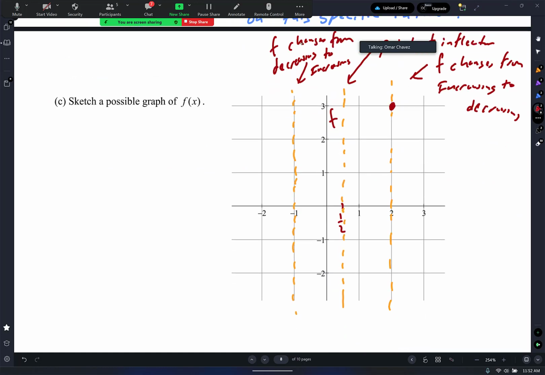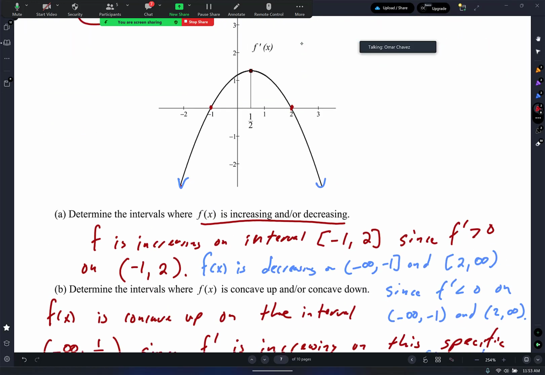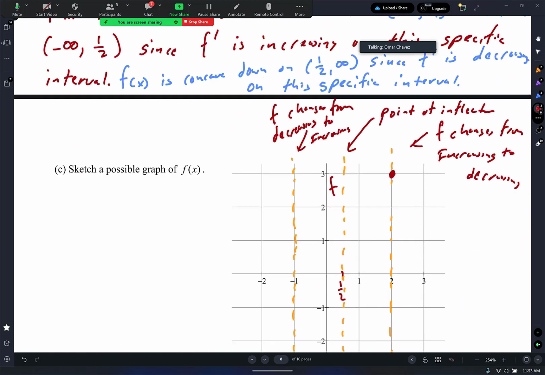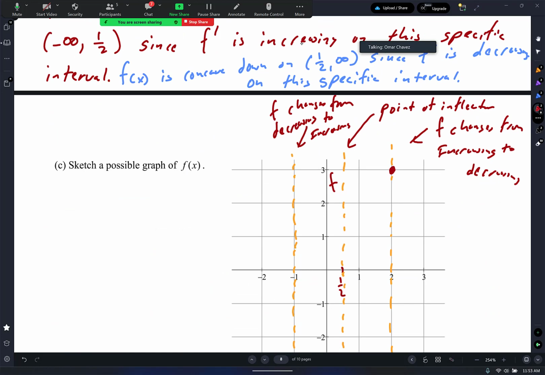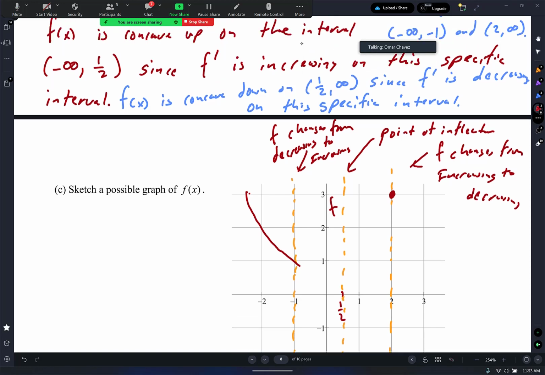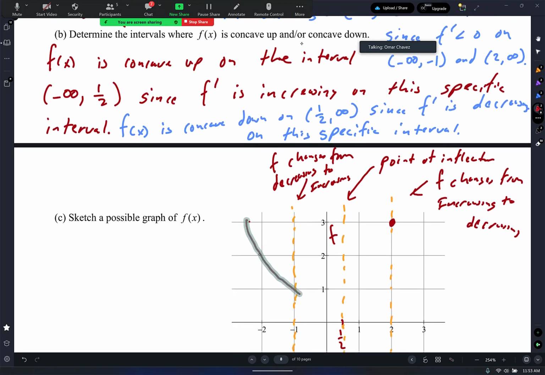So now I can just go. Here we go. F changes from decreasing to increasing. So I'm going to start, let's see, how am I going to start? Decreasing to increasing, and I better be what? I didn't even check my concavity. I better be concave up. Decreasing to increasing, concave up.